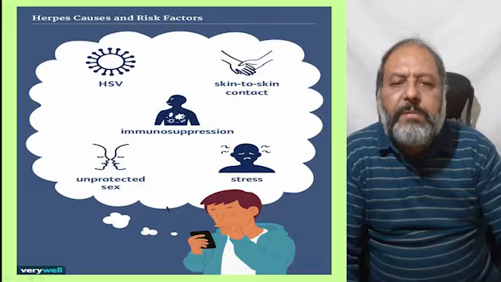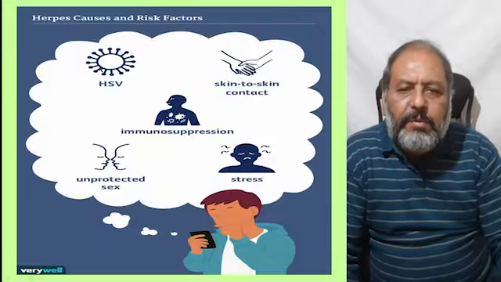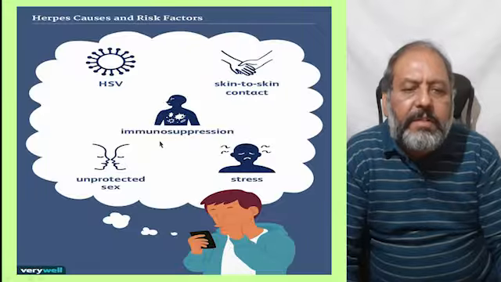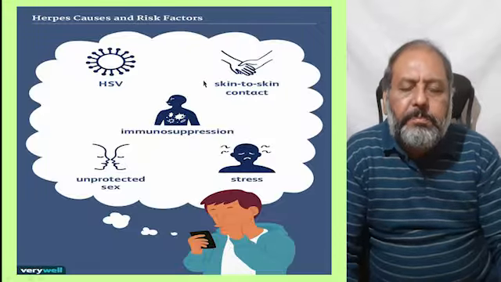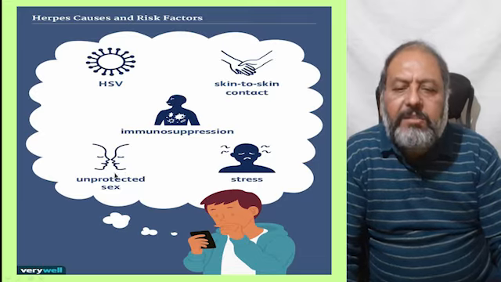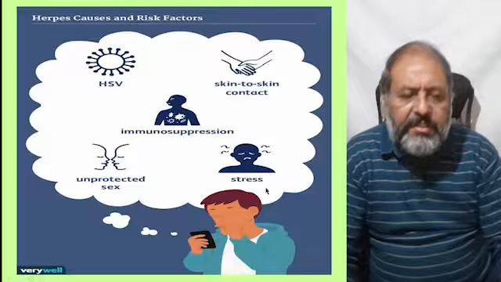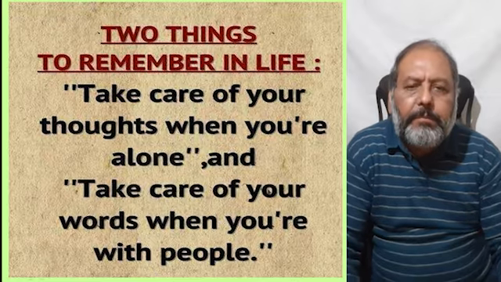So, herpes virus causes and the risk factors are, as one can see, the virus, it can be skin to skin contact. It is seen in immunocompromised patients. Then it can have the unprotected sex between the two partners and the stress. These are also the risk factors sometimes.